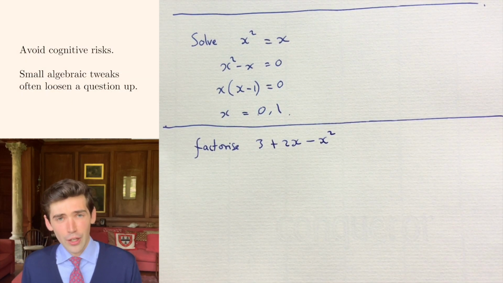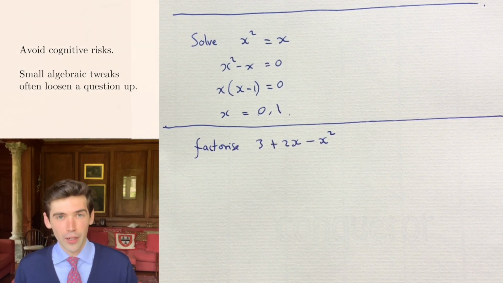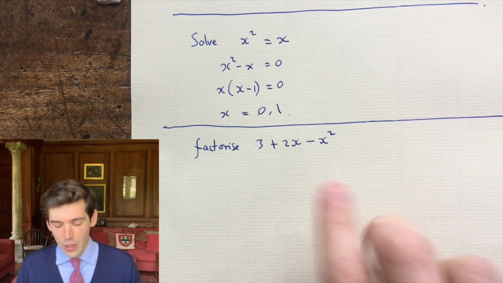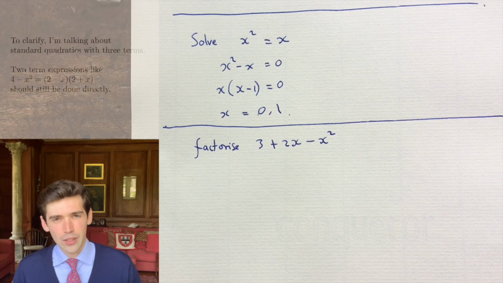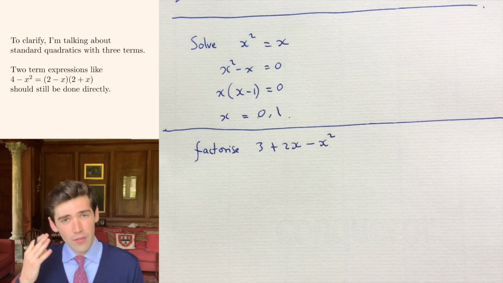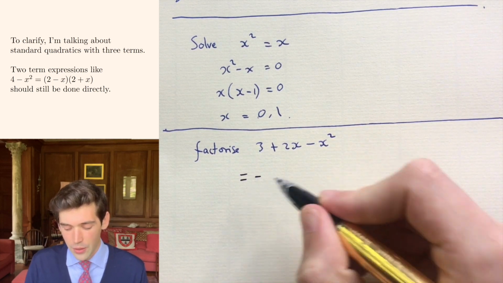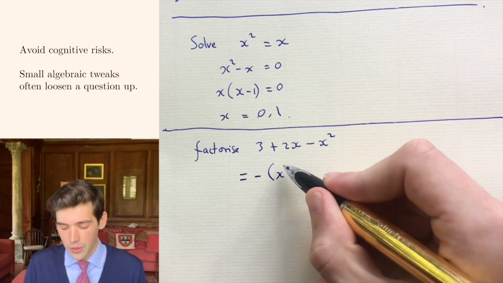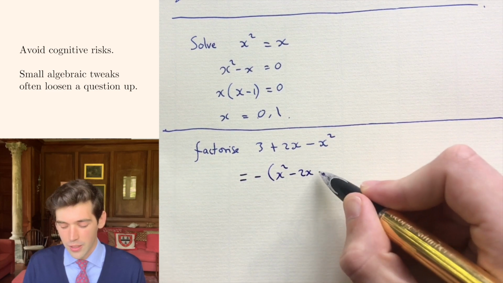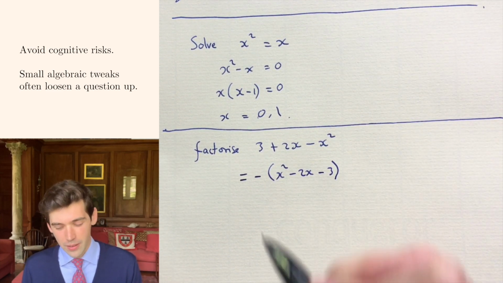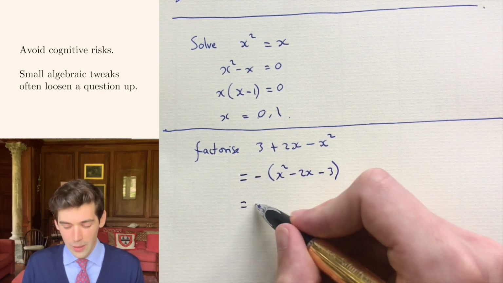Factorise this quadratic. Now, it looks fairly straightforward. It's just a quadratic, but I would never try and factorise that directly. If you do, it's difficult because I've never really practiced factorising things with negative x squared terms. It's just unfamiliar. So it's worth getting this into a form that's easier to work with. And the way I do this is I would take out a minus sign. And now this is easy. This is familiar. This is a nice quadratic. And we can just factorise this.